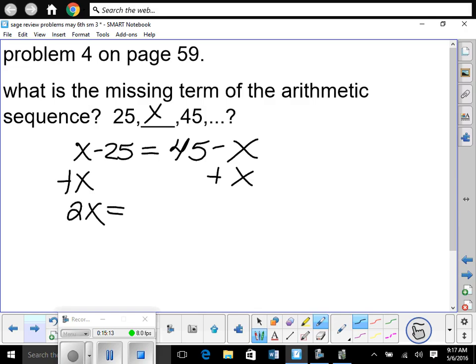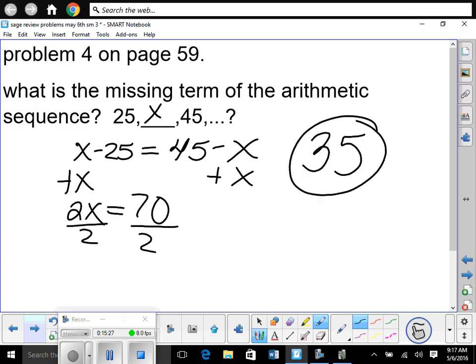2x is equal to, we add 25, right? 25 plus 45 is 70. So then divide by 2. So x is 35. The term in between is 35. So then if they said to you, okay, so what's the common difference here? Wouldn't it be 10? Right? Adding 10. Okay.